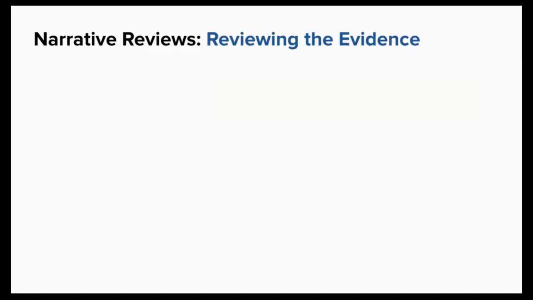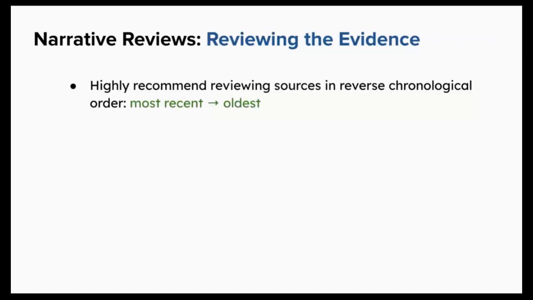All right. So when you have your inclusion and exclusion criteria already established as you are going through all of the papers that are in front of you, I highly recommend reviewing sources and the research in reverse chronological order, meaning you're going through the most recent publications or research, and then you're working your way backwards in time.